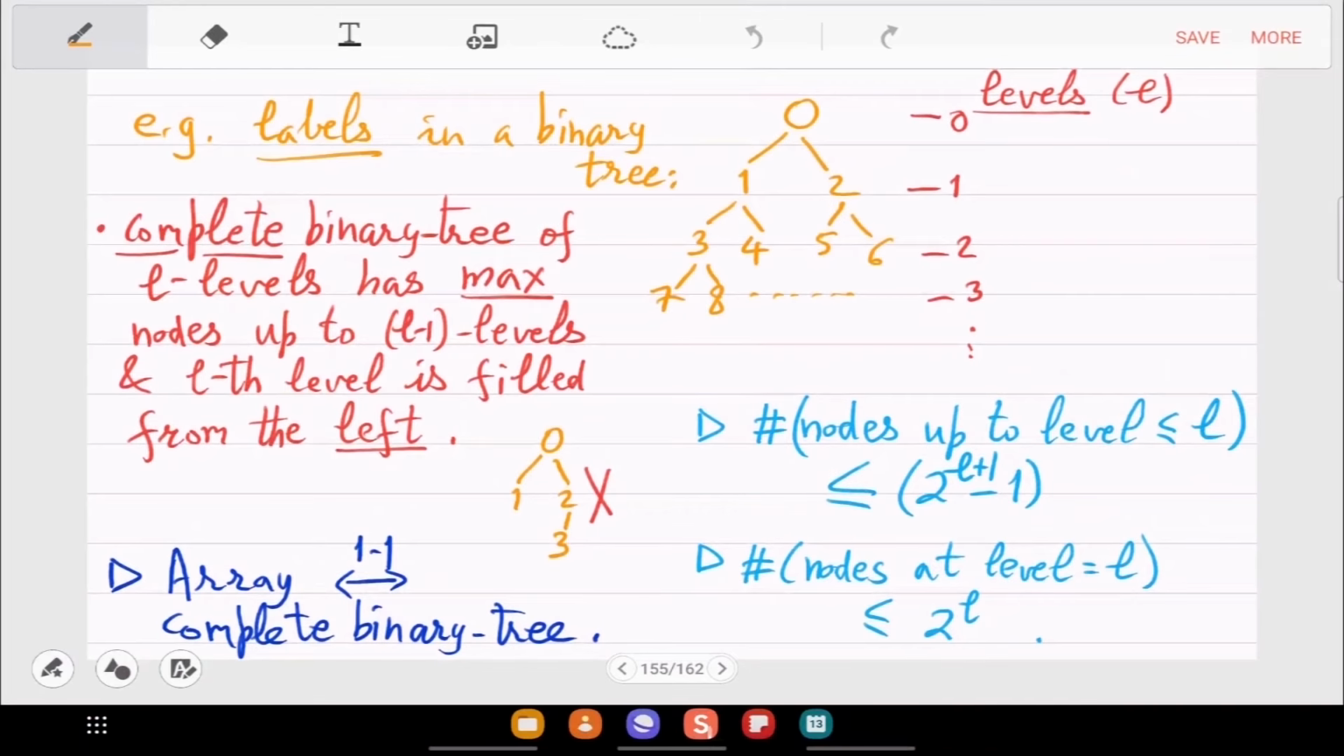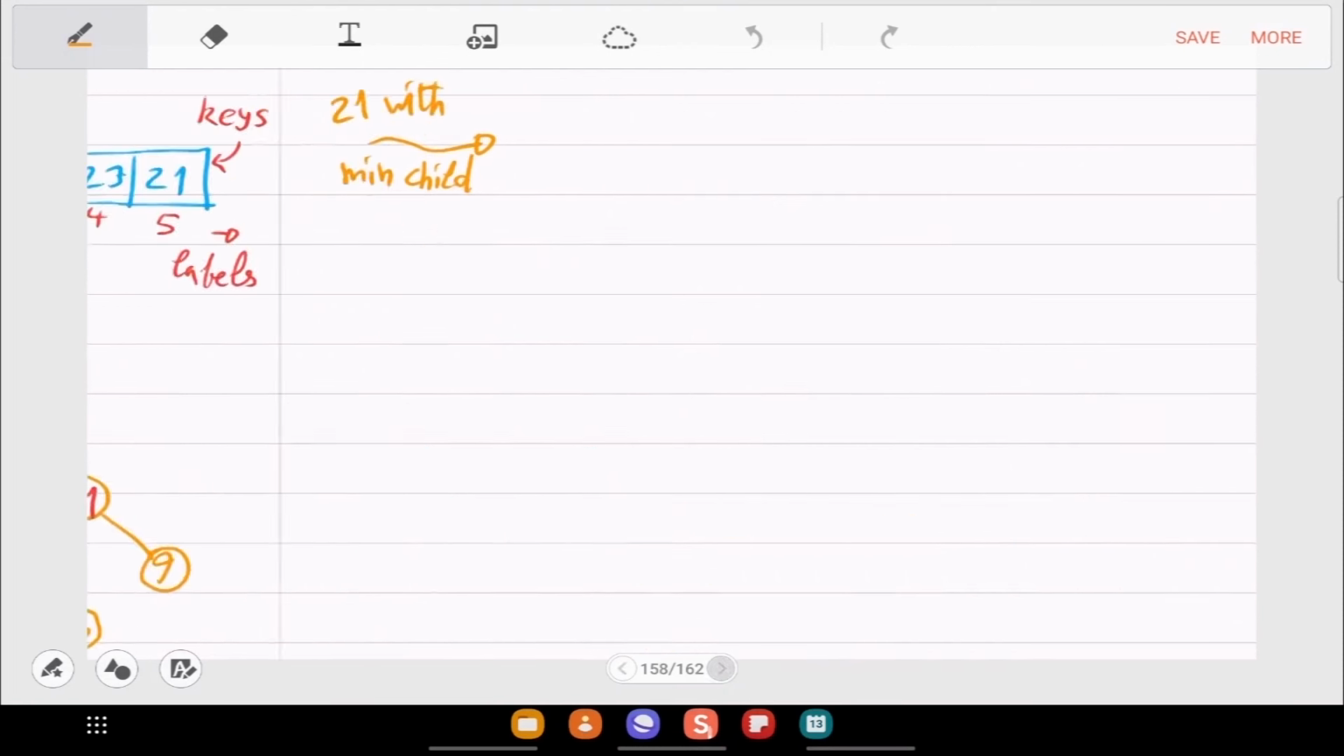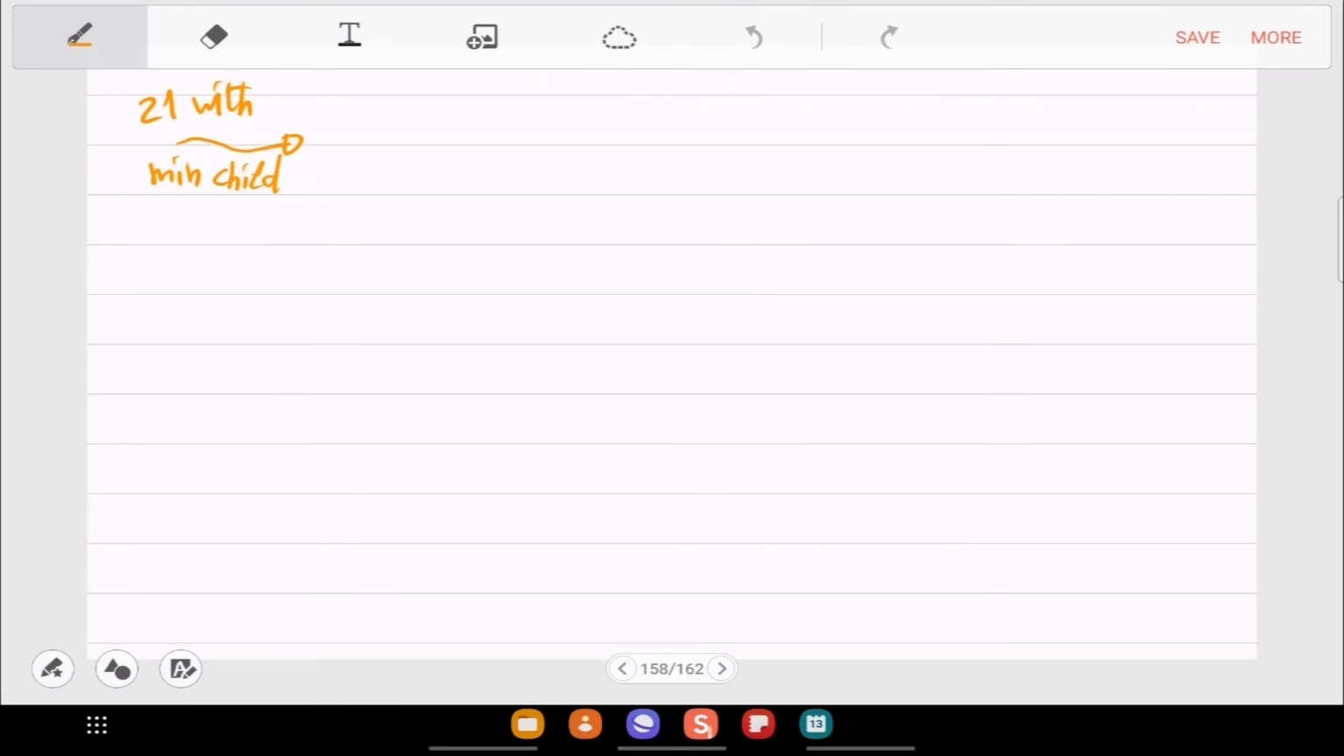So for a level L tree, this value has to be smaller than n at all times, which means that the level can never exceed log n. Okay, so that is the number of levels or the height. So what we are doing will give you a pseudocode which is not bad. Extract min will take only log n time. So let's finish that. So 21 with min child, which is 9.